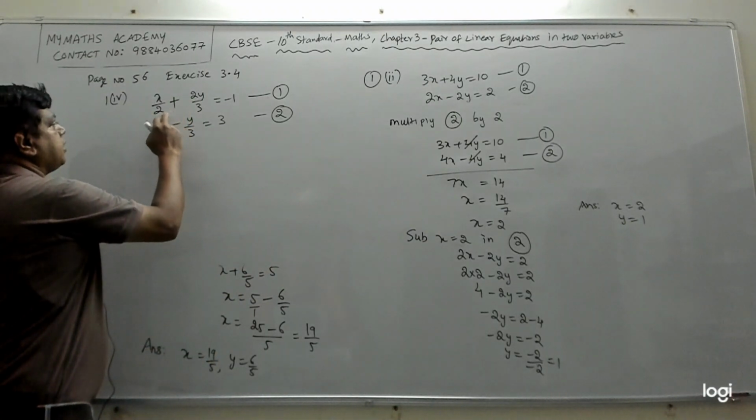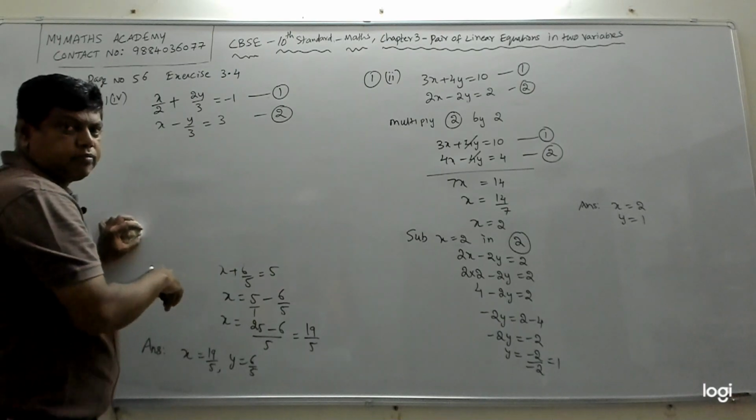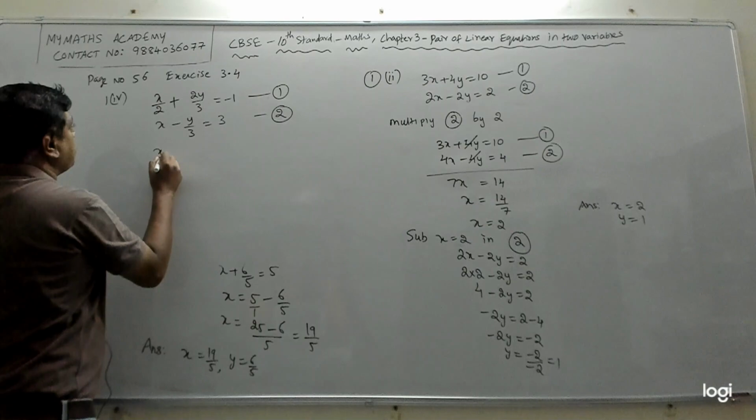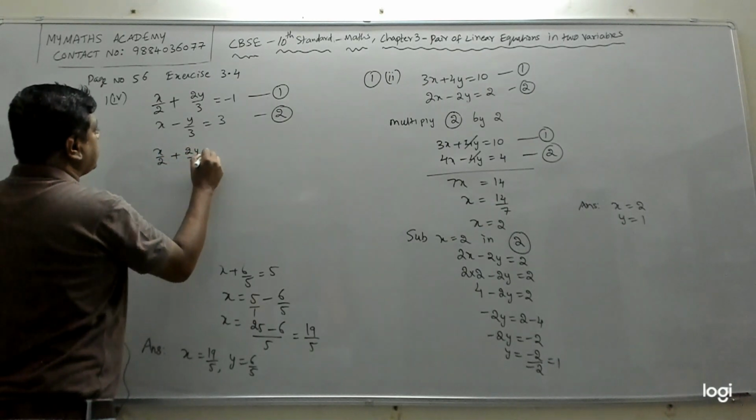Let's try to avoid these denominators. We don't want the fraction. So we'll take this, the first equation I am writing. The first equation is x by 2 plus 2y by 3 equal to minus 1.